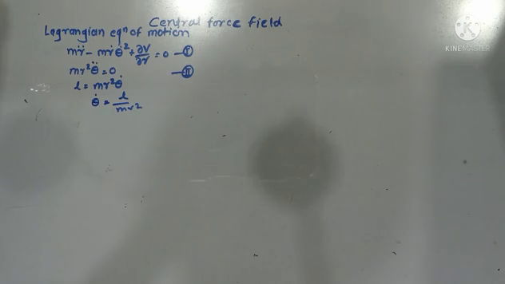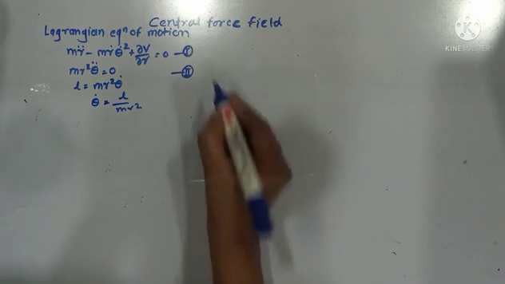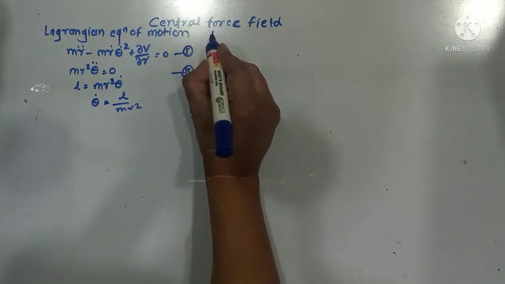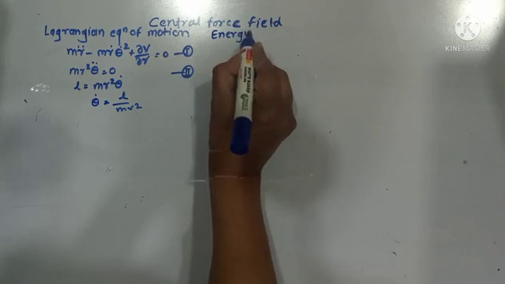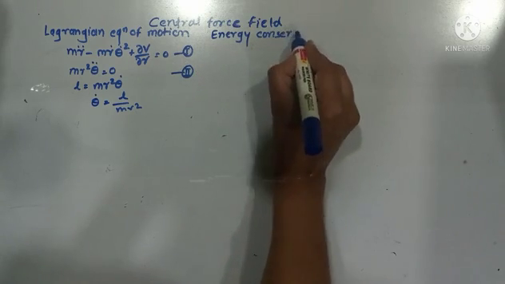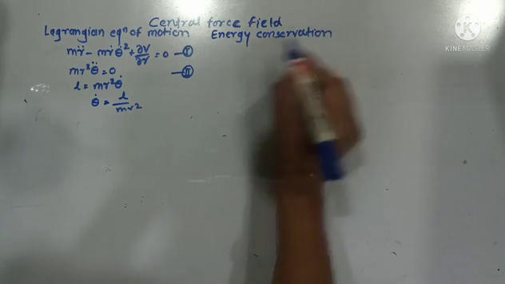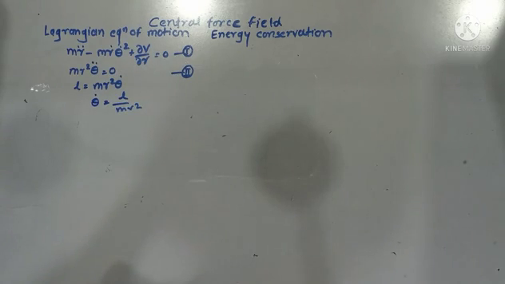So in a previous lecture, we have studied angular momentum. We have also discussed how to calculate the initial position vector and angular displacement by using the Lagrangian equation of motion. Now we can also check whether the energy is conserved in a central force field or not by using the same equations. So I'll write here the name of the point: energy conservation by using the Lagrangian equation of motions in a central force field.